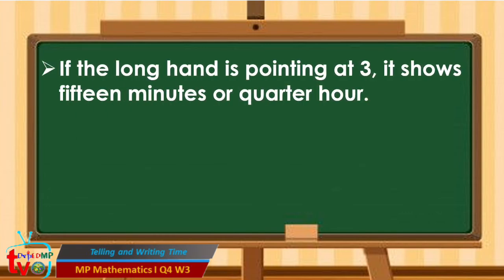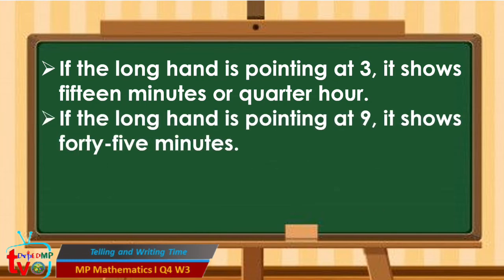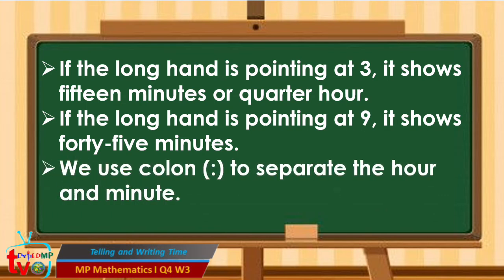If the long hand is pointing at 3, it shows 15 minutes or quarter hour. If the long hand is pointing at 9, it shows 45 minutes. We use colon to separate the hour and minute.